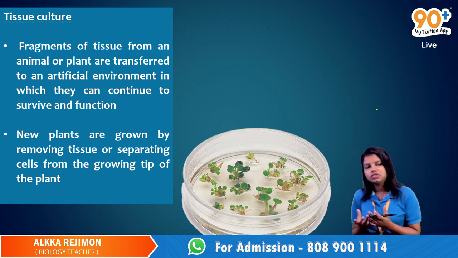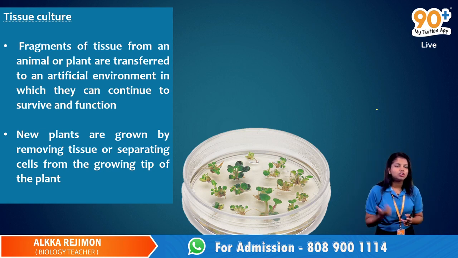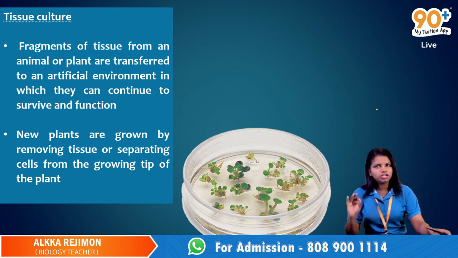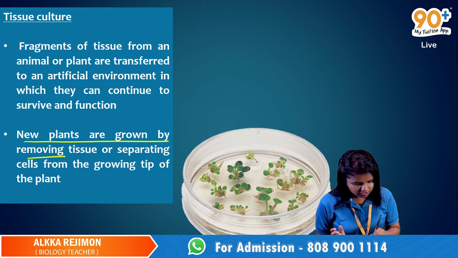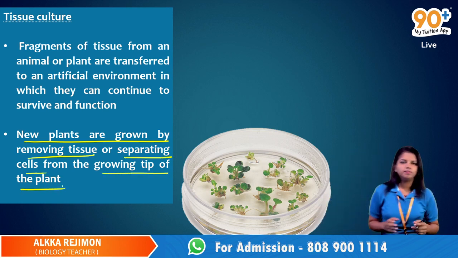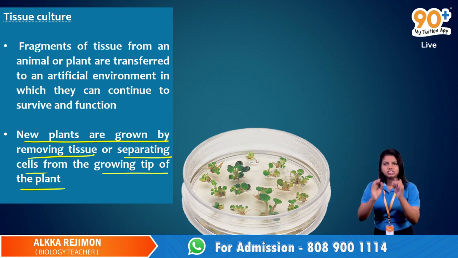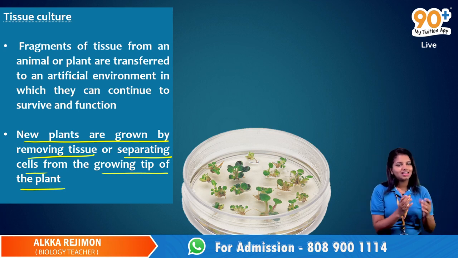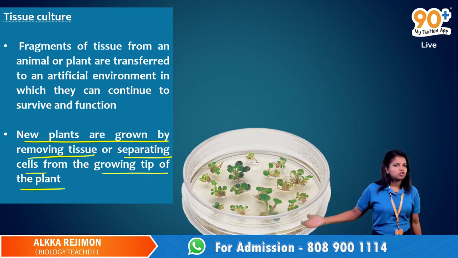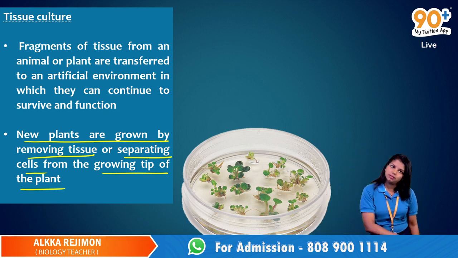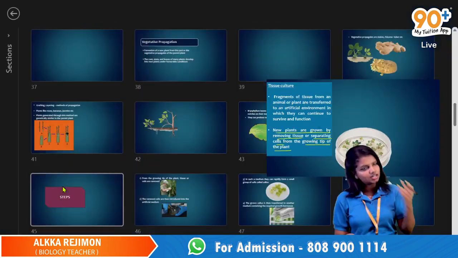And when talking about asexual reproduction, an entire topic we need to discuss is tissue culture. Tissue culture is basically new plants are grown by removing the tissue or separating the cells from the growing tip of the plant. Tissue culturing is the process where we use only the tissues of an already existing plant and culture them. An entire plant can be developed from a single tissue. It is happening not only in plants but it can also be seen in animals. We can culture animal tissue.